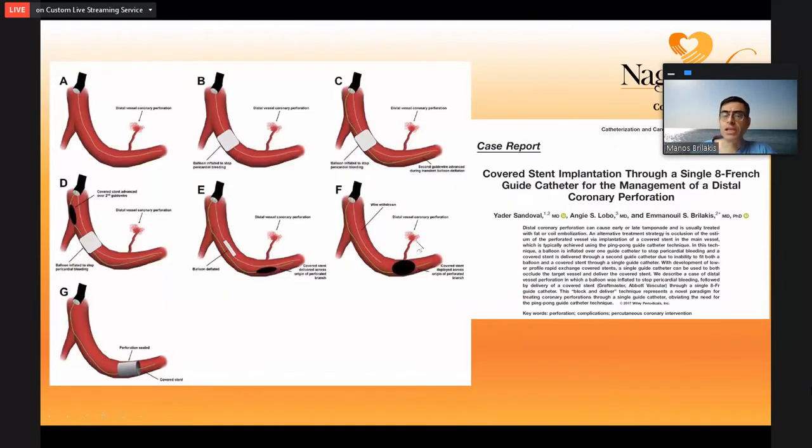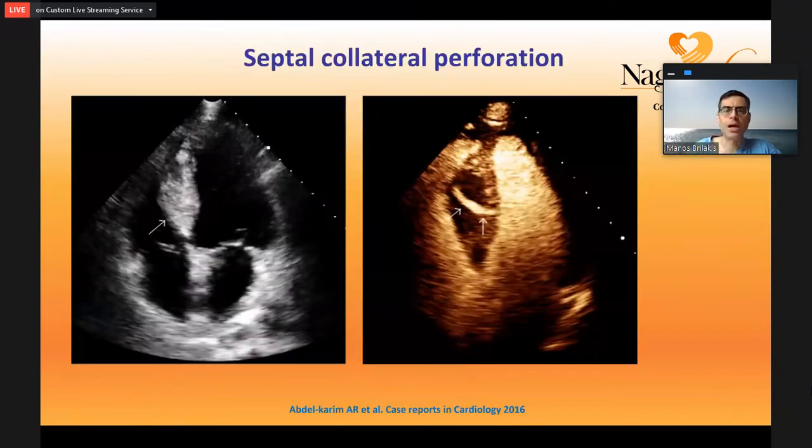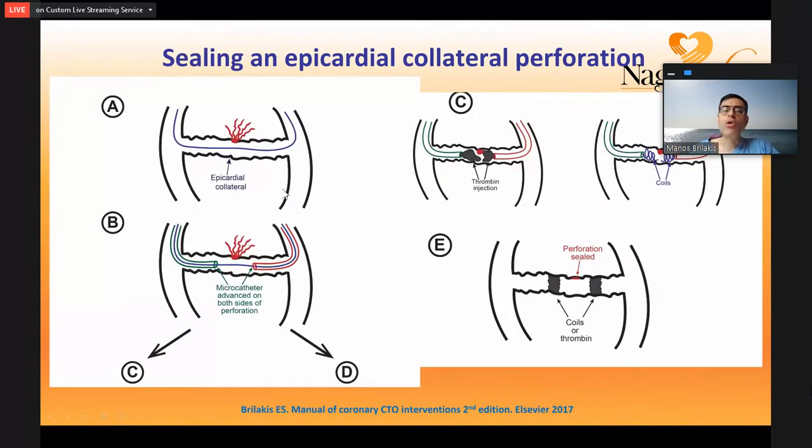As I mentioned before, if it's a small vessel perforation, you can put a covered stent across the origin and seal it off. But again, embolization is what happens most of the time. When it comes to CTO and collateral perforation, if it's a septal perforation, most of the time you don't have to do anything. However, sometimes you may get hemodynamic compromise, and then you may need to embolize or coil that septal perforation.